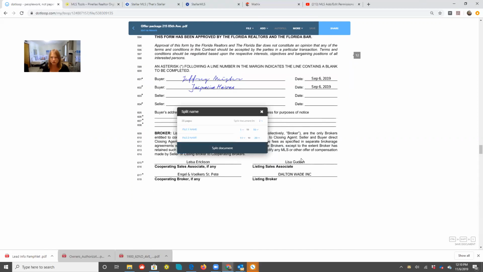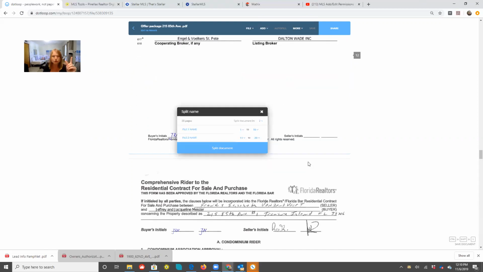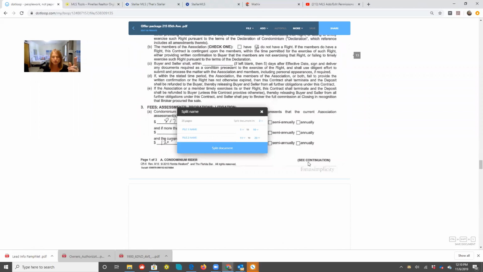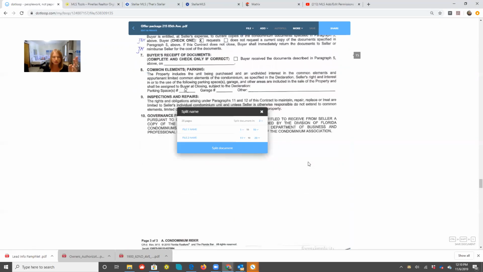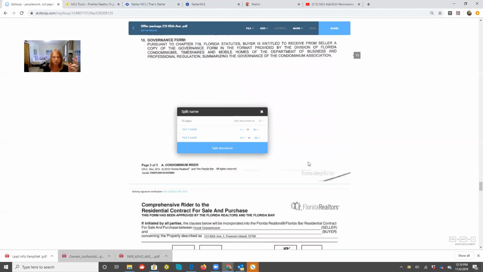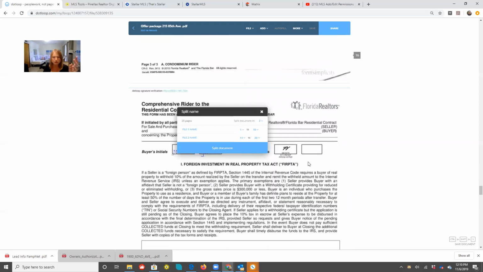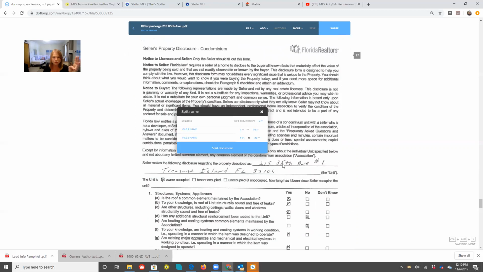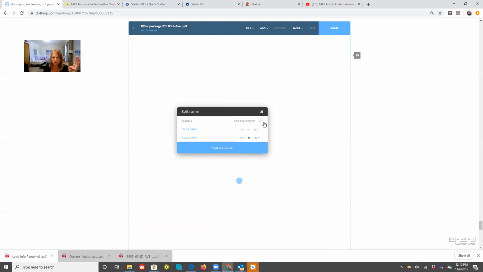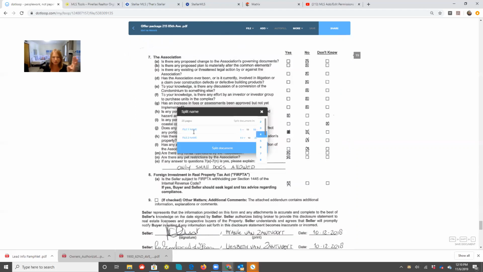So the first, that's 1 is the contract, 2 is the condo rider, because this was a condo. Again, I realize this is not the same. 3 is FERPTA, and 4 is the seller's disclosure. So there's 4 documents here, and I can name them whatever I want to.